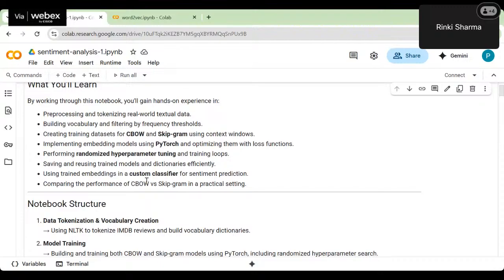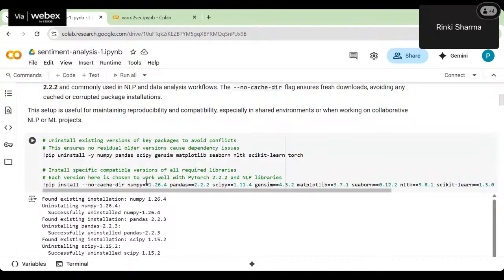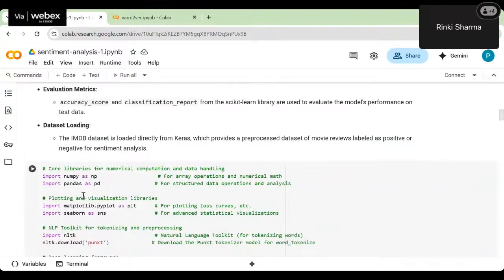After that, we have imported all the necessary libraries that we use in this notebook, like Torch, Seaborn, Pandas, Gensim. Here we have transferred our model to use GPU if available.